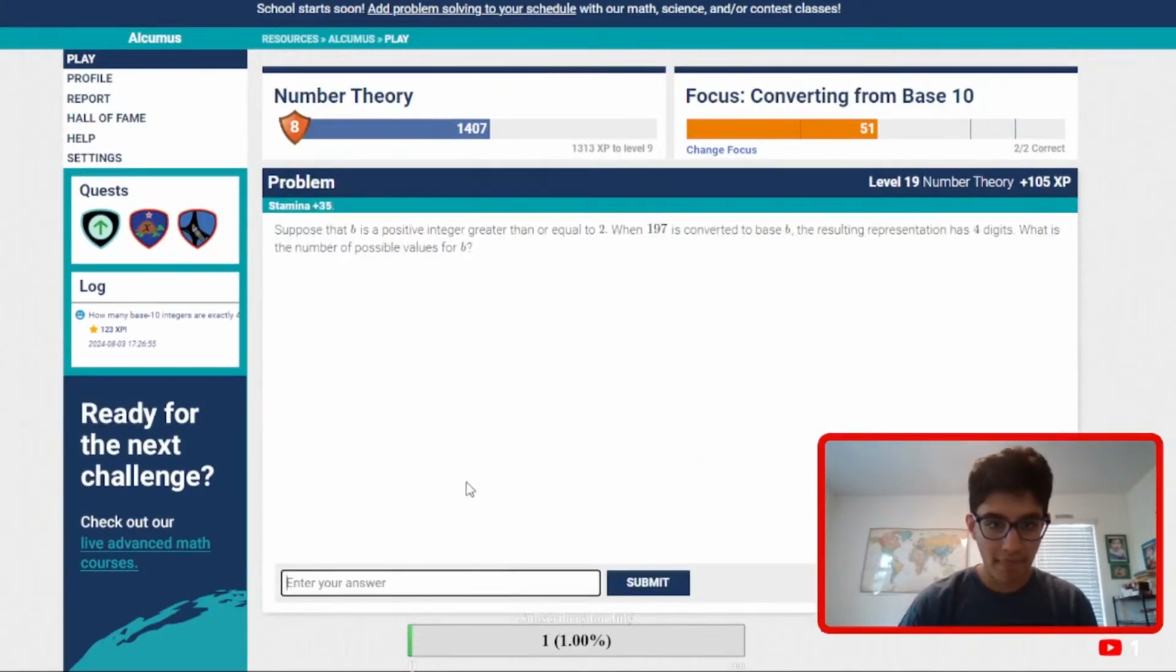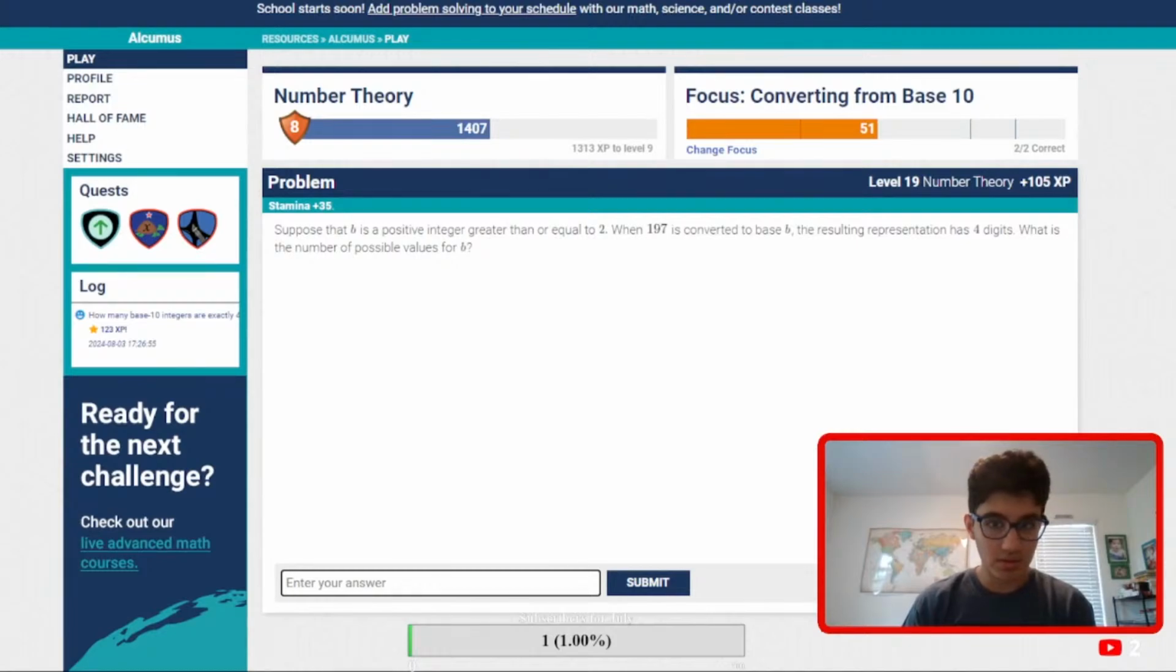Okay, good. Suppose that b is a positive integer greater than or equal to 2. When 197 is converted to base b, the resulting representation has 4 digits. What is the number of possible values for b? Okay, so 197 base 10 is converted to base b.